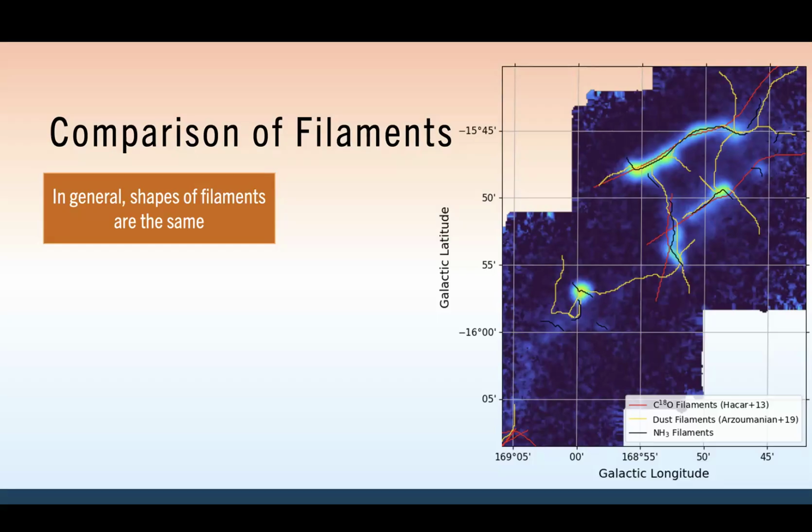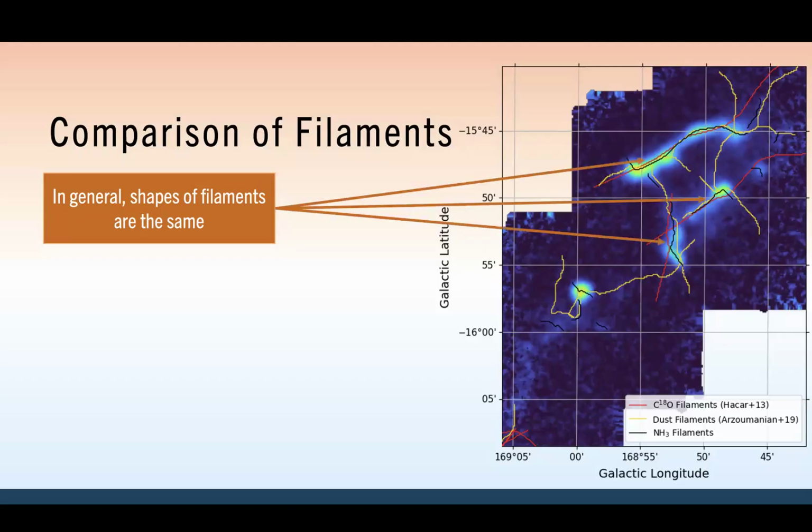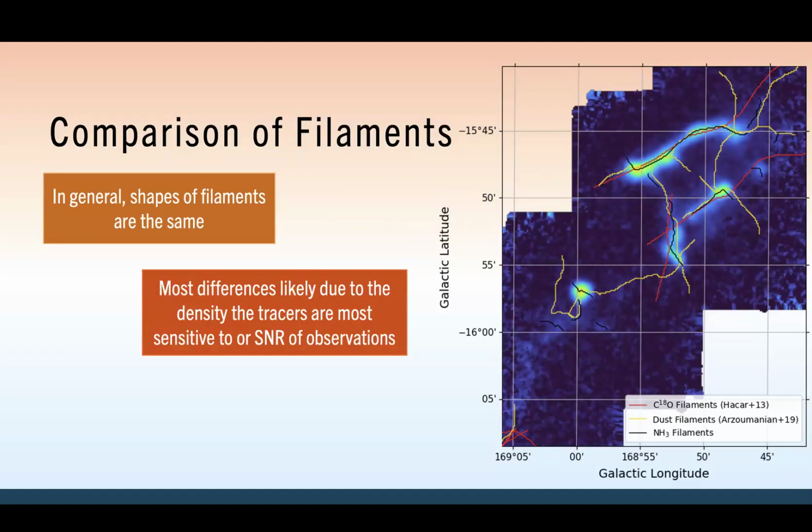But in general, we see that the shapes of the filaments are roughly the same, especially along these main core containing filaments, which I've pointed out here: this one on top, this down here, and this more vertical one. But we do see some differences in the filaments that are likely due to the different densities that these tracers exist in, and are most sensitive to, and also the signal-to-noise ratio of some of these observations.